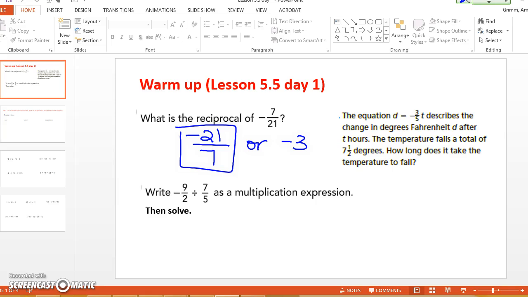Negative 9 times 5. Very good. Because we learned, whenever we learned it, the multiplication is, I said, keep, change, flip. You keep the first one, you change the next one to multiplication, and you flip that next one to its reciprocal. Okay, then you look for anything you can cross cancel. There's nothing, unfortunately, that I can cross cancel here. So I'm going to multiply straight across the top and straight across the bottom.